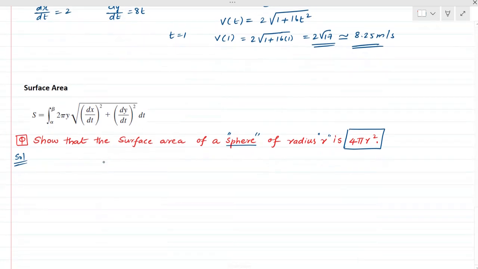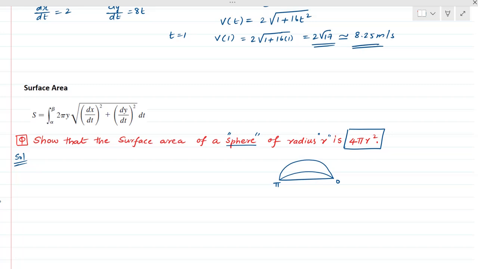So we have to go with the formula. We have to use this formula, and since we are using 0 to pi, we will take 0 to pi as the t value since it is about the x-axis. So we have taken the parametric function. It is a semicircle. So this is the sphere we have. So this is 0 to pi. We will take the area of a sphere of radius r.